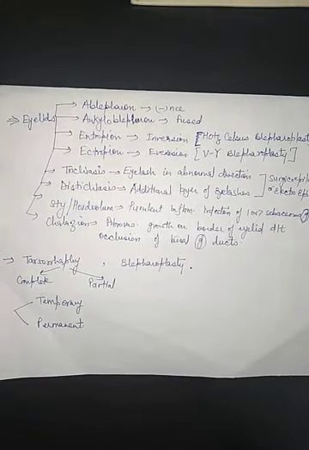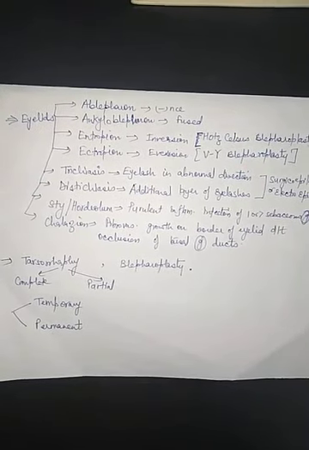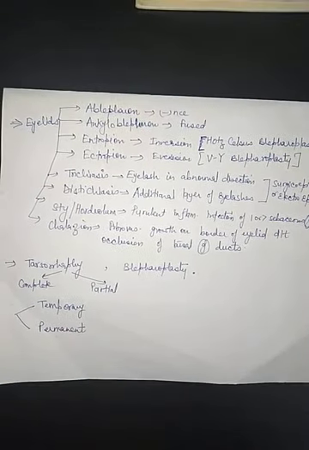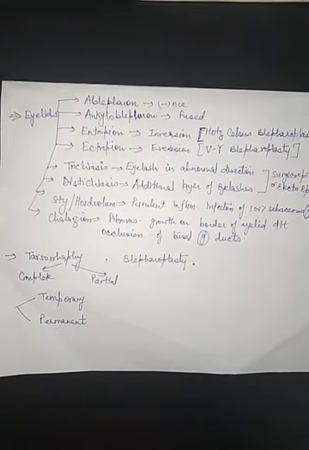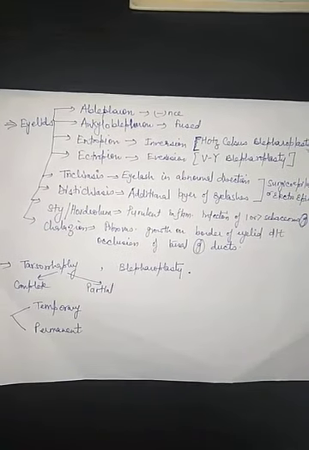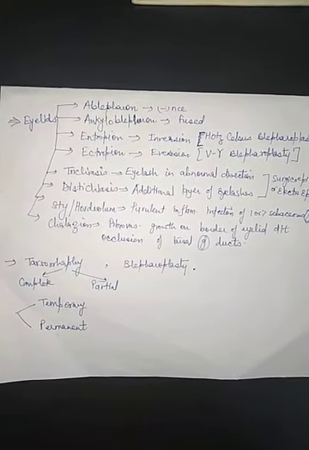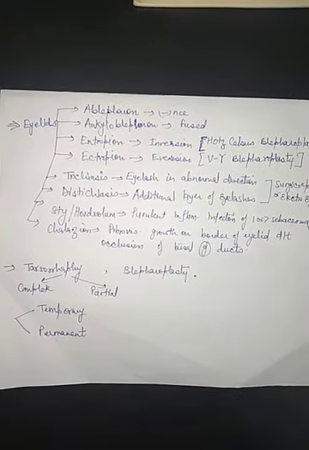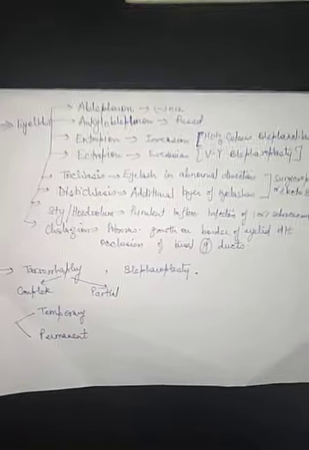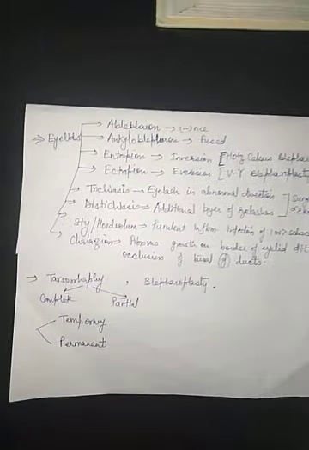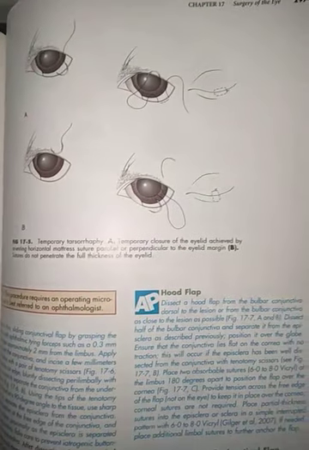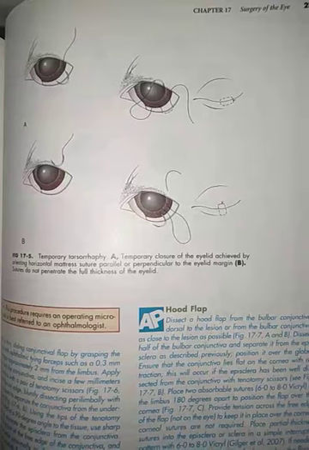It may be either temporary or permanent. Temporary is done just to protect the eye, in cases of corneal ulcers or any ophthalmic surgery, and the permanent is done where enucleation, that is the complete removal of the eyeball, is performed. So there the complete permanent tarsorrhaphy is performed. Here we can see the procedure of the tarsorrhaphy where horizontal mattress sutures are placed to close the eyelids.